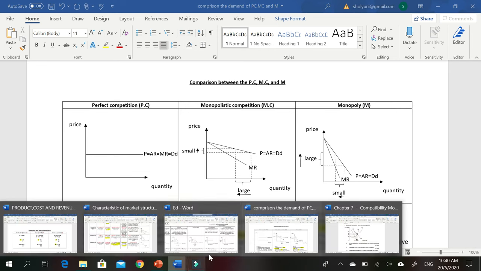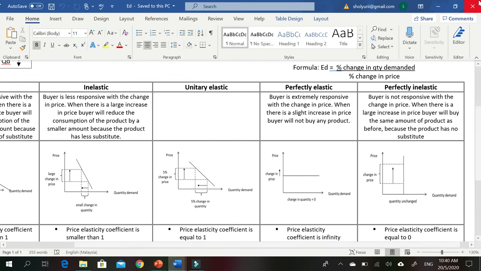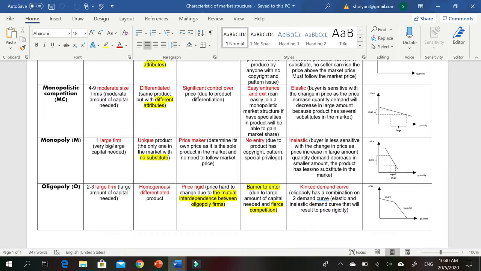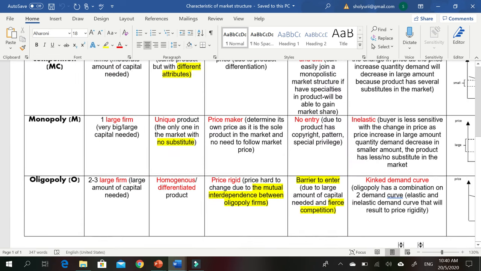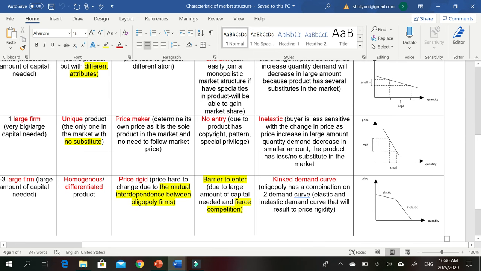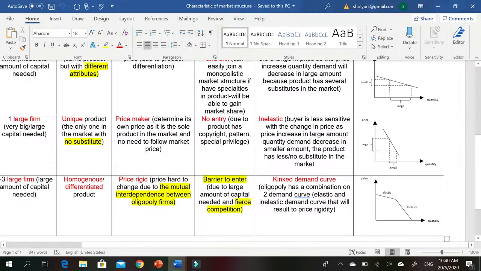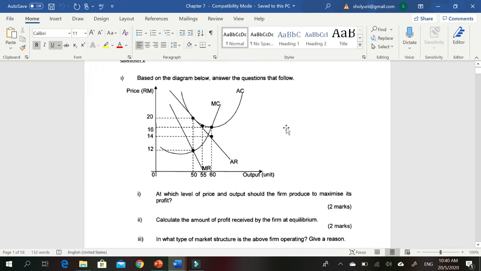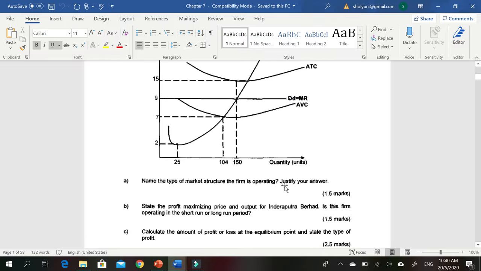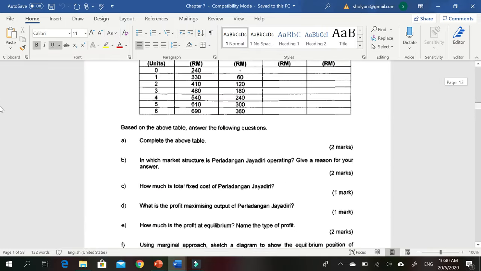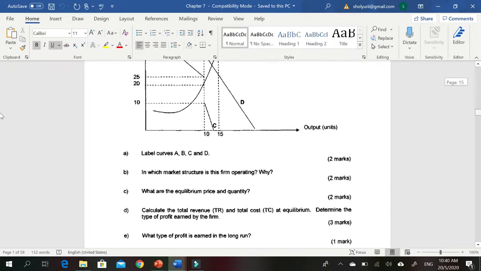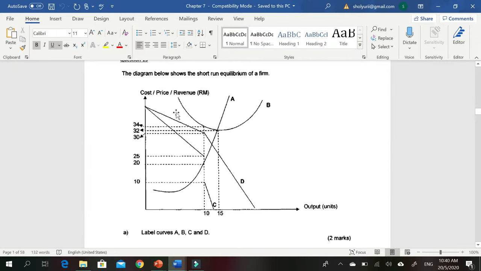While kalau oligopoli pula, bentuk dia macam ni. Kink. Ada point kink tu. Point yang patah. So, macam mana rupa oligopoli? I'll show you. Don't worry. Here's my question there. Ini. Macam mana rupa oligopoli? Ni. Nampak tak? Turun, patah, turun. So, this is oligopoly. Nampak tak?